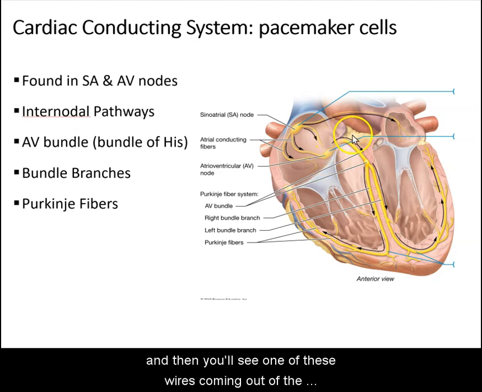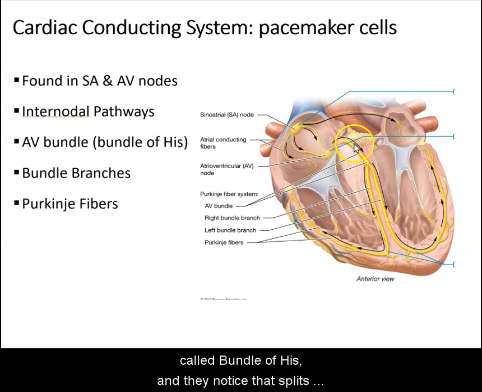And then you'll see one of these wires coming out of the AV node. That's called the AV bundle. Sometimes you'll hear it called bundle of His. And then notice that splits, and we're going to have a right bundle branch going up into the right ventricle, and we have a left bundle branch, which is the pacemaker cells that are going to the left ventricle.